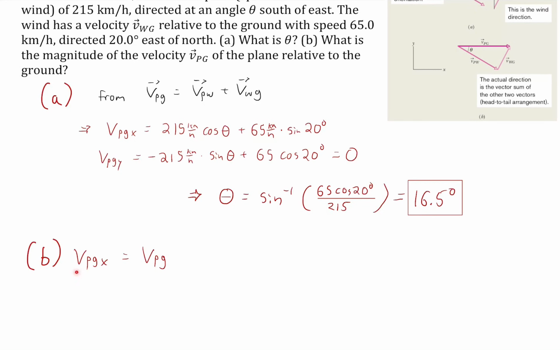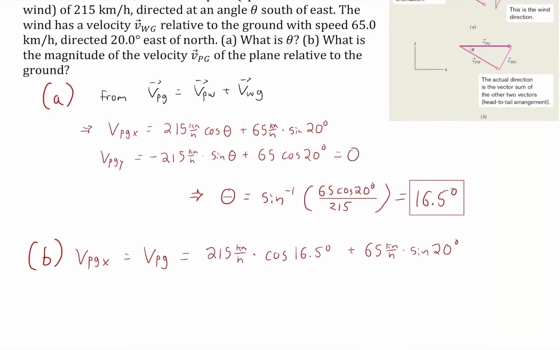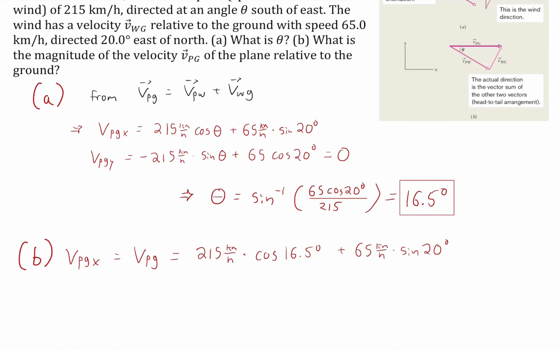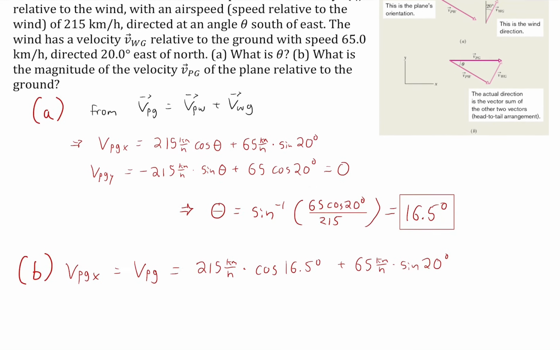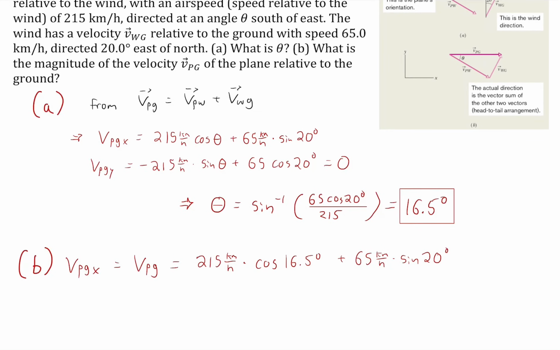So we want to find that the x component of the plane relative to the ground is equal to the velocity of the plane relative to the ground. Basically what I'm saying there is I'm just taking the two components. So the plane relative to the ground is entirely in the x direction. That's why I can just drop this subscript, because essentially it's moving due east, which we call x, and so the entire velocity vector is in that direction.